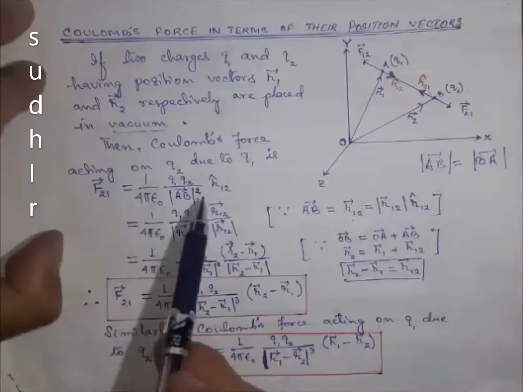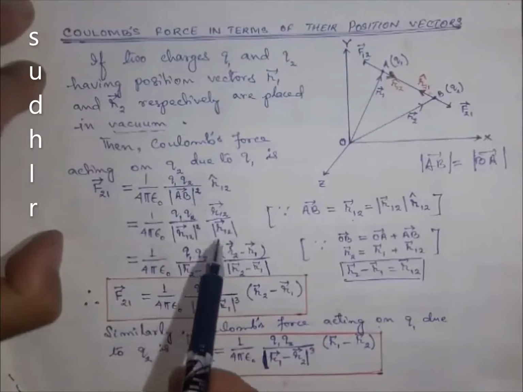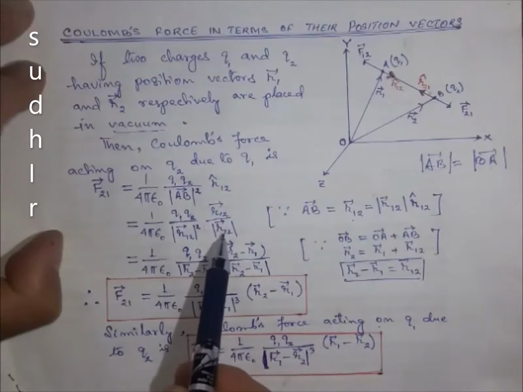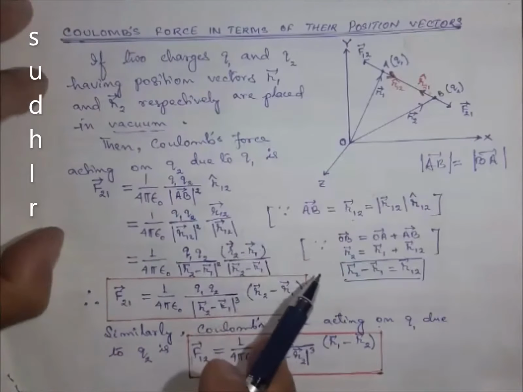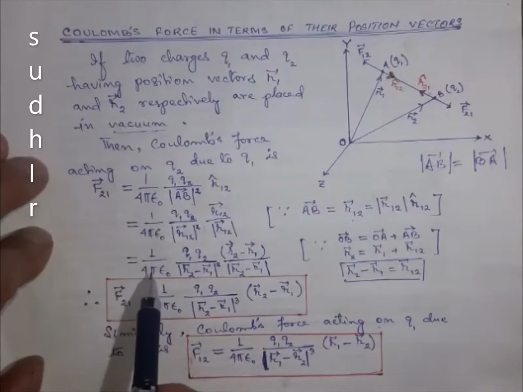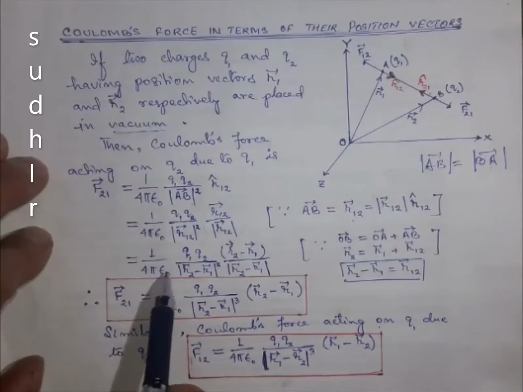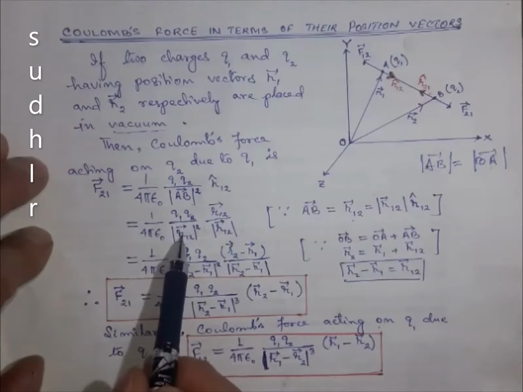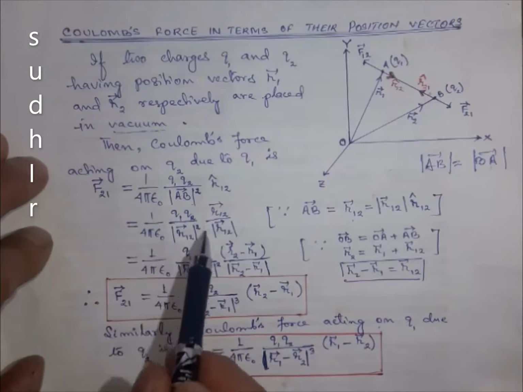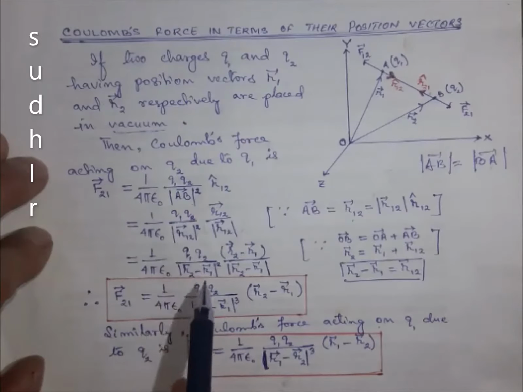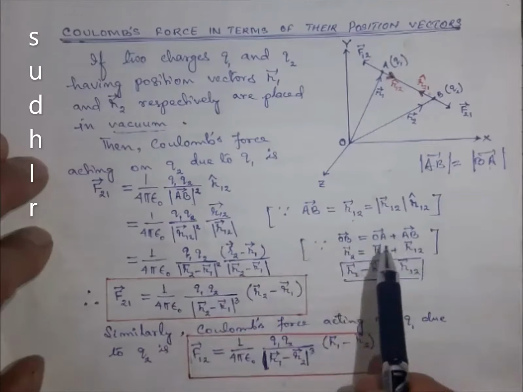So what happened? Instead of R12 cap, you replace it by R12 vector divided by modulus of R12 vector. Now this can be written again as 1 by 4 pi epsilon naught, as you keep it as it is, Q1, Q2, you keep it as it is. But this modulus of R12 vector square. So R12 vector, this will be represented by what?